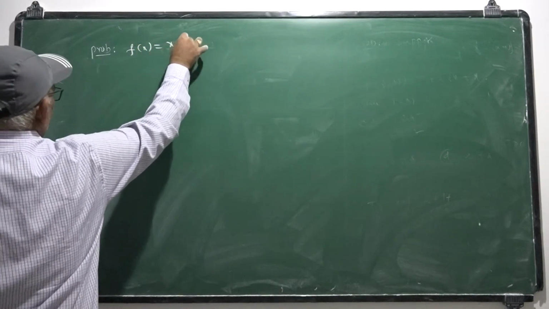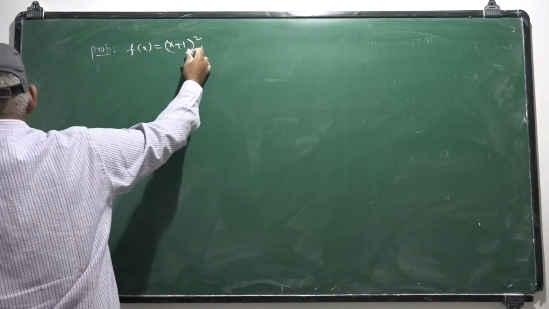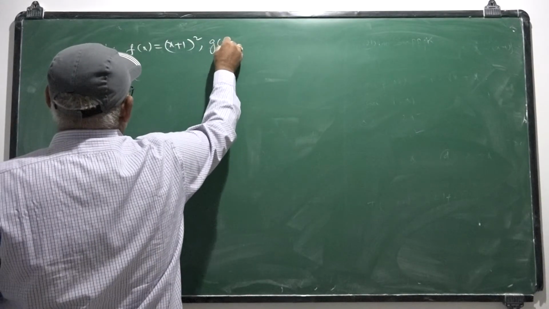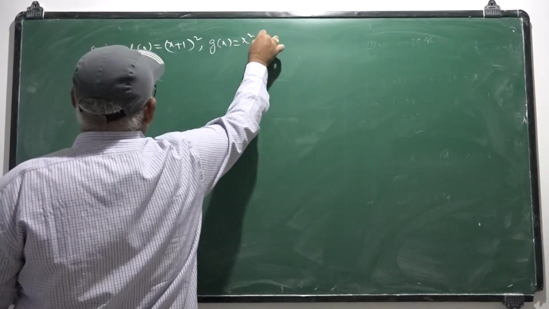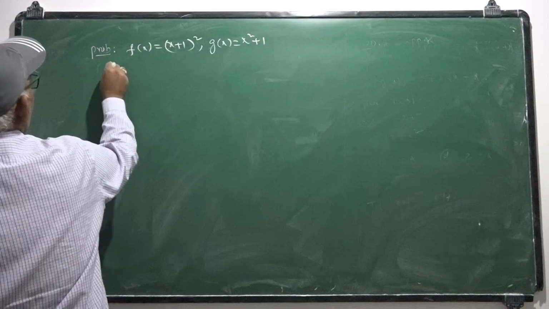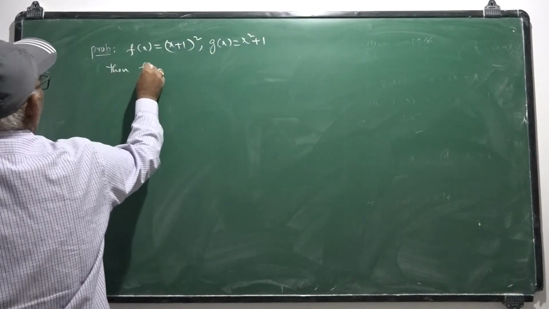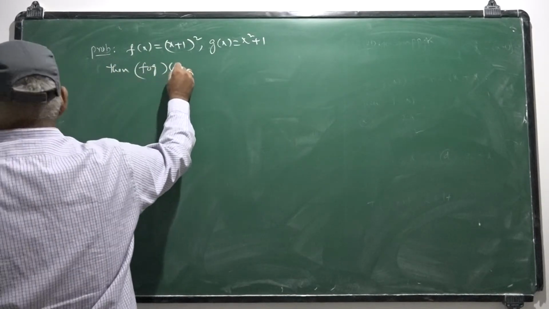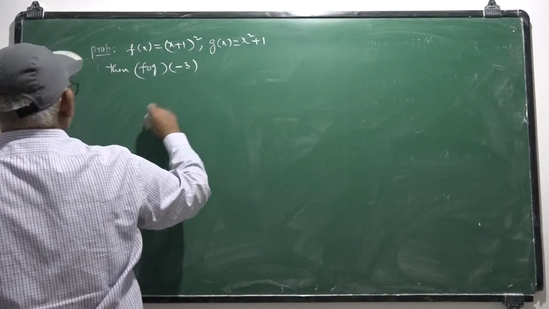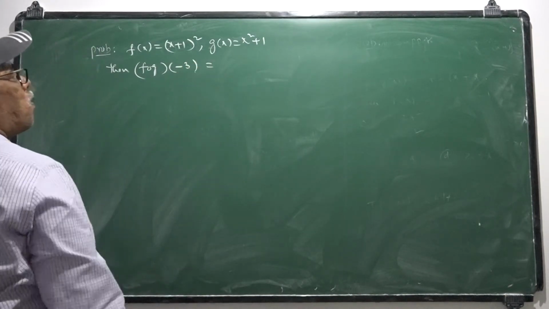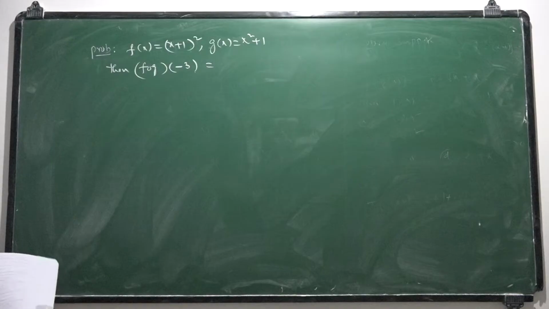f(x) equal to (x plus 1) whole square. g(x) is x square plus 1. Then f circle g of minus 3 value equal to.